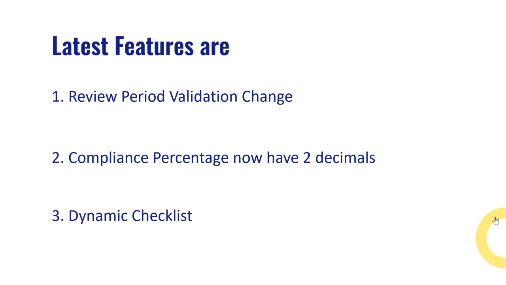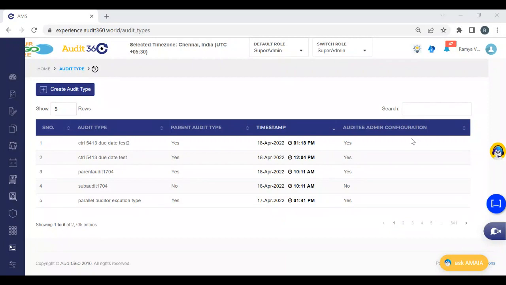Any more queries? I've answered whatever queries I have. So I'm moving to a different screen so that I can show the dynamic checklist in the application. I'm moving to the Audit 360 application.